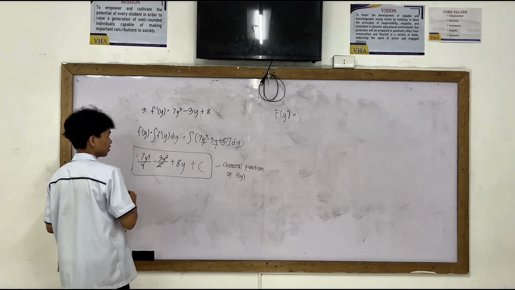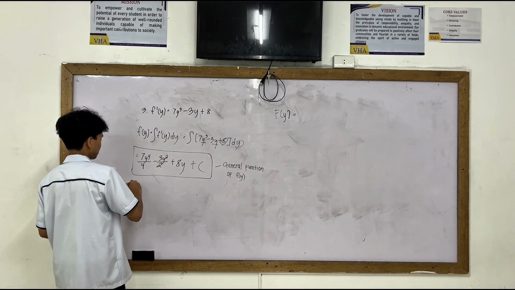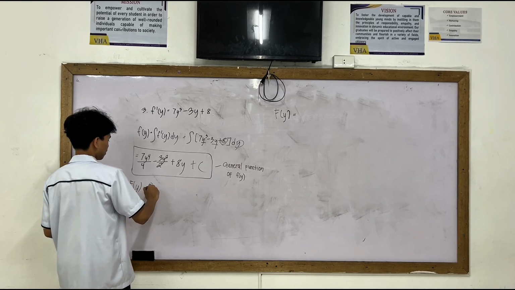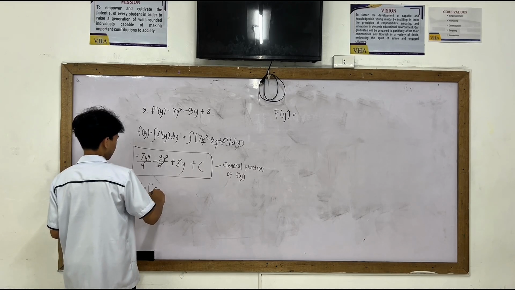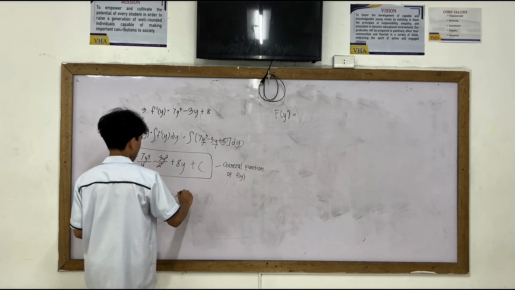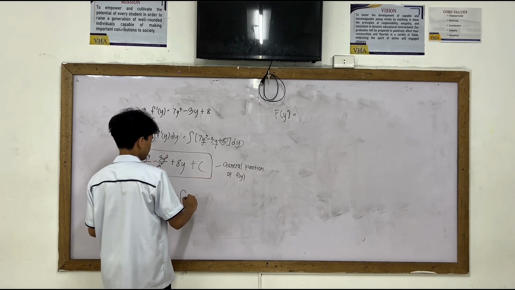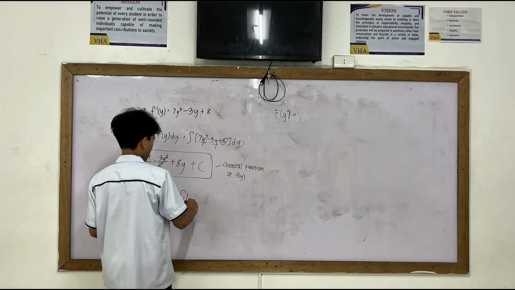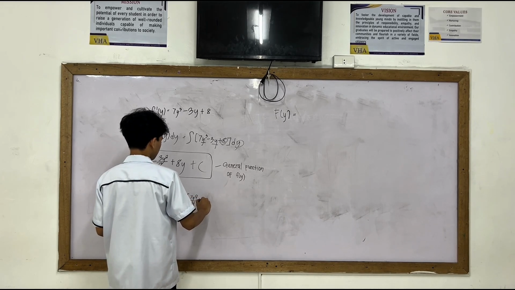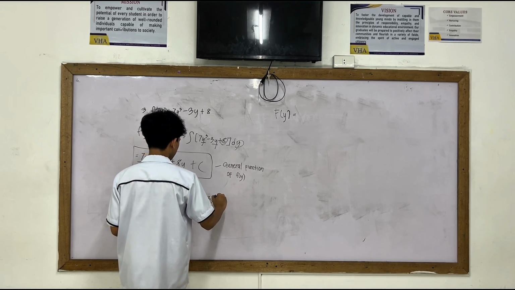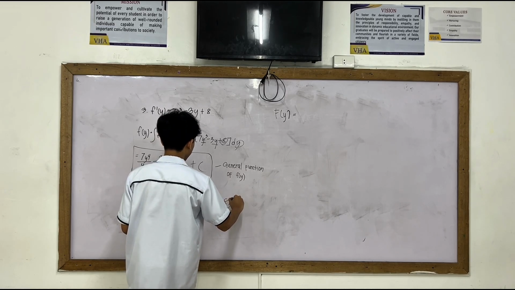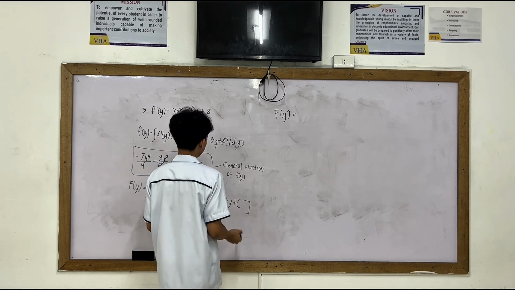Next is the capital F of y. Formula: the integral of f of y dy, and substitute: minus 3y squared over 2 plus 8y plus 6 and dy.